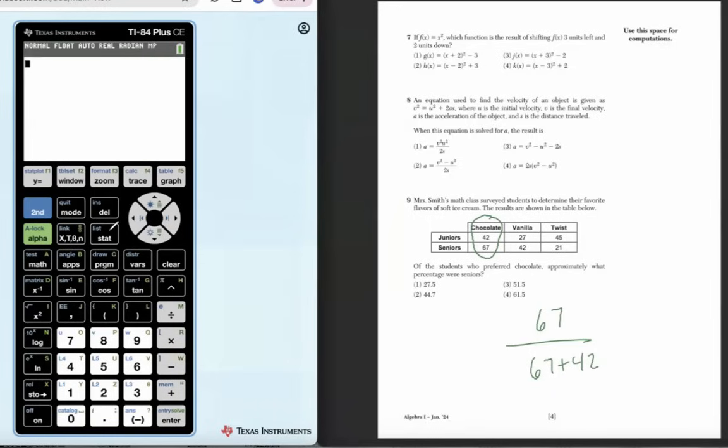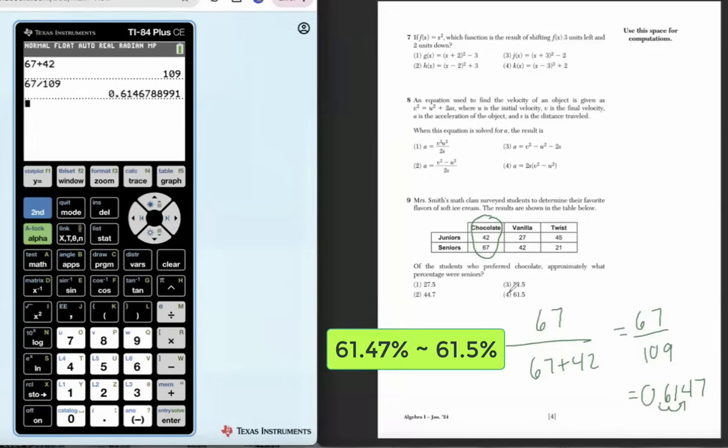Let's use our calculator to see what we're working with. 67 plus 42 is 109. So we know that that's our total. And now we're going to turn this fraction into a percent. 67 divided by 109 equals 0.6146, right? And now we can move the decimal point 2 places to the right. So that's going to be 61.5%.